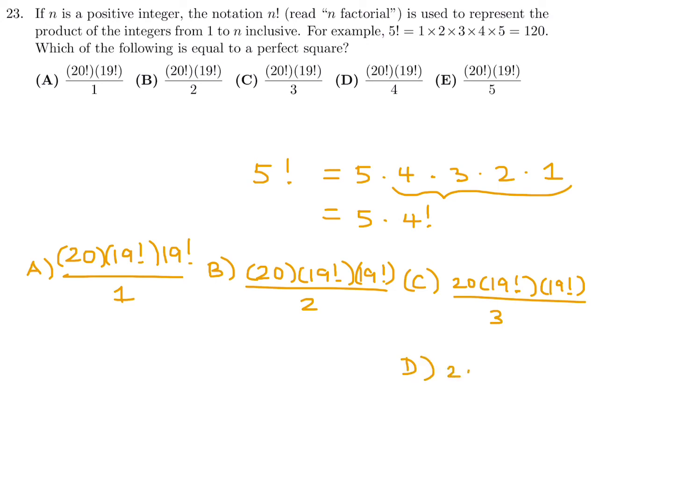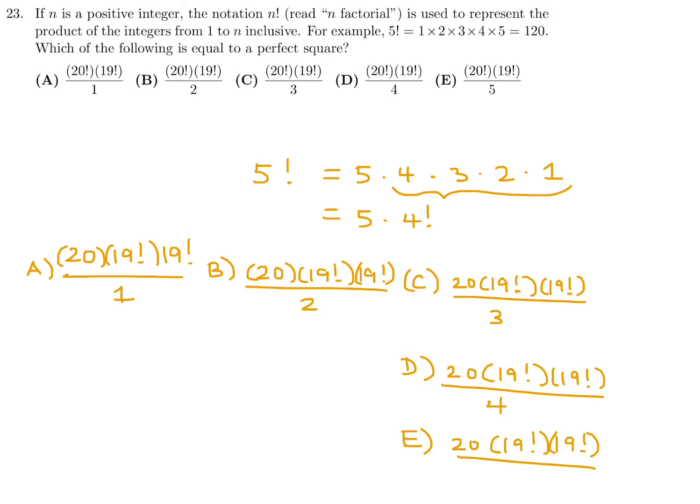D, again, 19 factorial appears twice. The 20 factorial, 20 just by itself appears once over 4. And then finally E, by now you totally get the hang of it. 20 times 19 factorial over 5. Okay, one of these is a perfect square.